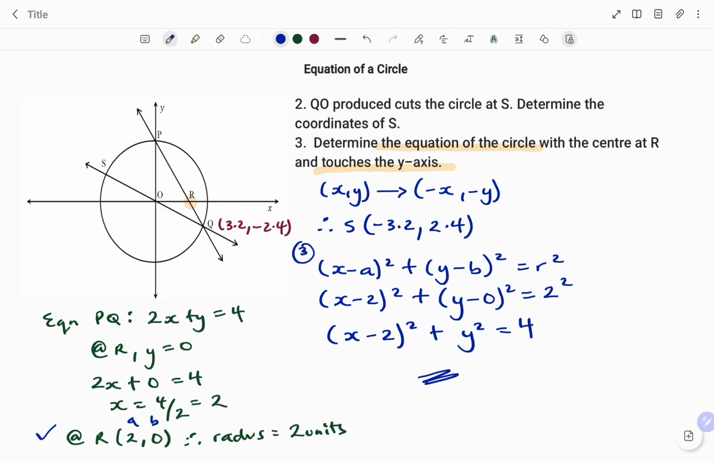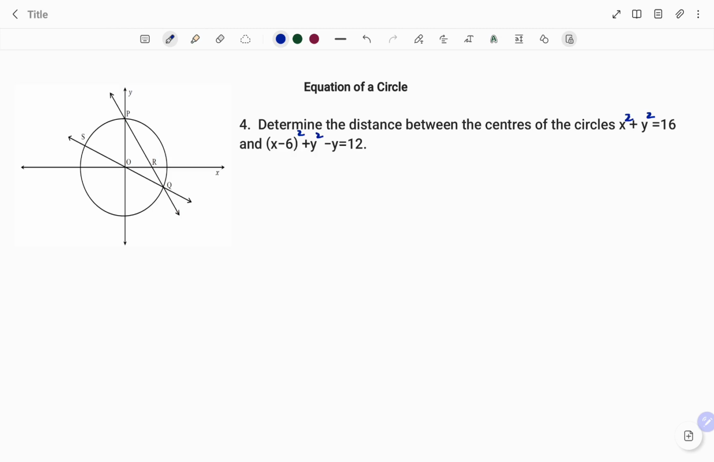Let's go to the fourth part of the question. The fourth part of the question says, determine the distance between the centers of circles x squared plus y squared equals 16 and x minus 6 all squared plus y squared minus y equals 12.